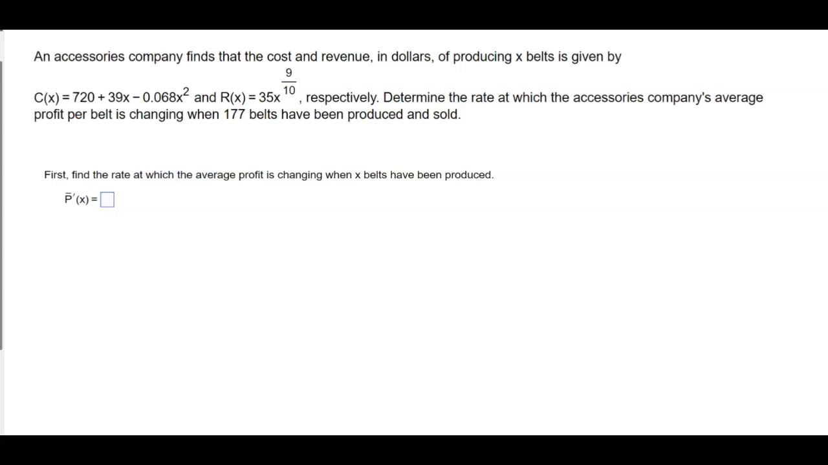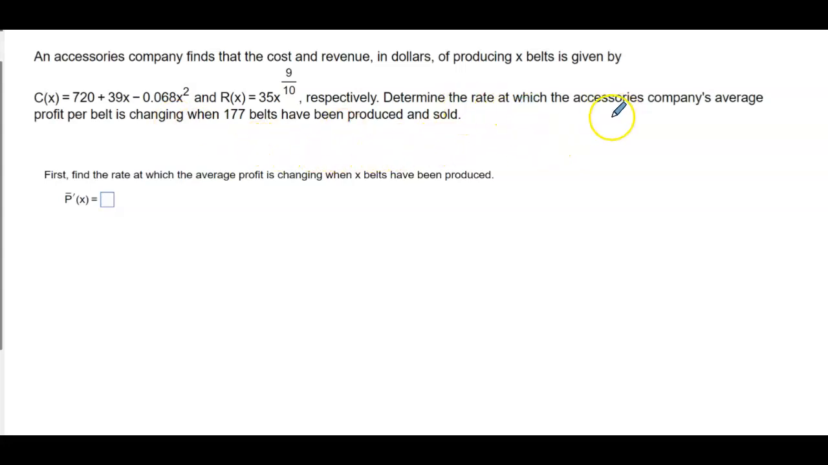An accessories company finds that the cost and revenue in dollars of producing x belts is given by, we have a cost function there and we have a revenue function there. It says determine the rate at which the accessories company's average profit per belt is changing when 177 belts have been produced and sold. So there's a couple things to consider.